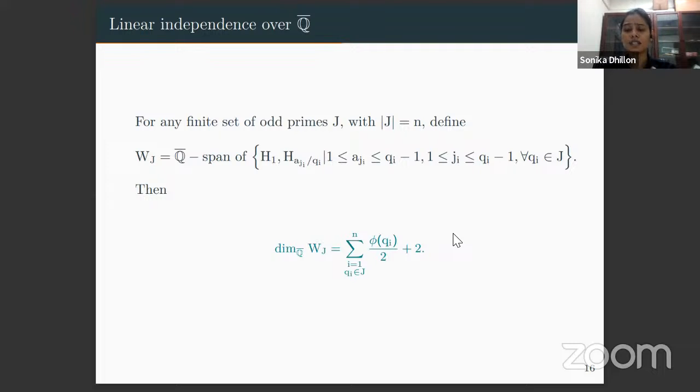Basically, we are taking all the digamma values, because now we are studying those digamma values in terms of the harmonic numbers. And here we are not putting any condition such as GCD(a, q) equal to 1. We are taking the whole set of numbers, and then we take the vector space spanned by these numbers for any finite set of primes. Define this W_J to be the Q-bar span of these numbers. Then the dimension of this vector space turns out to be exactly the sum of φ(qi)/2 plus 2, where the summation is from 1 to n.